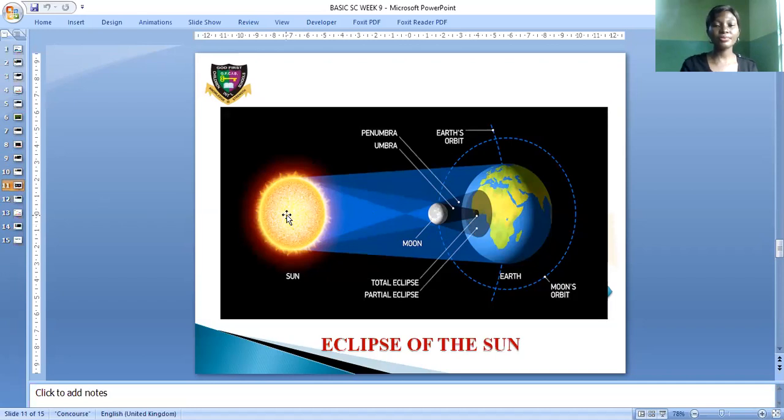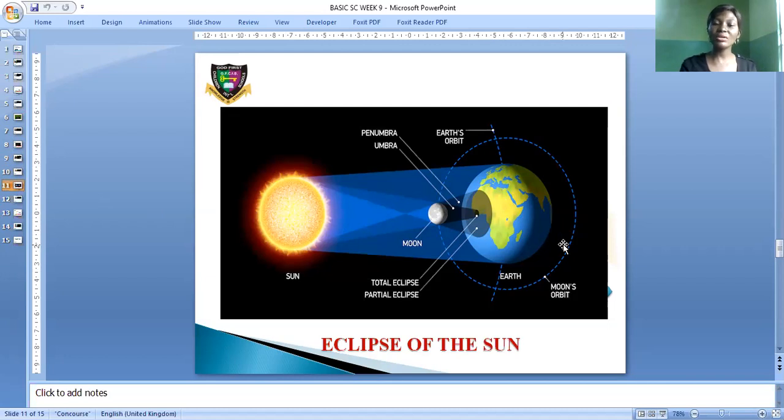This is the sun and this is the earth. This is the axis of the earth orbit, or the earth axis. The earth rotates around this axis. And this is the moon. The moon orbits around the earth.